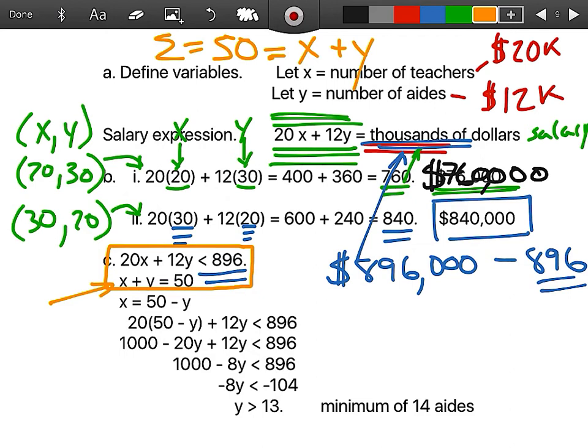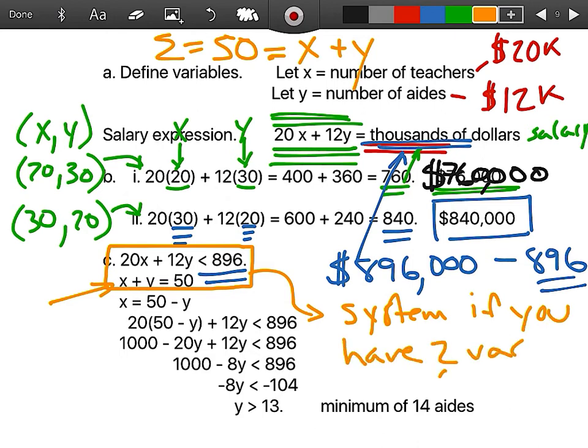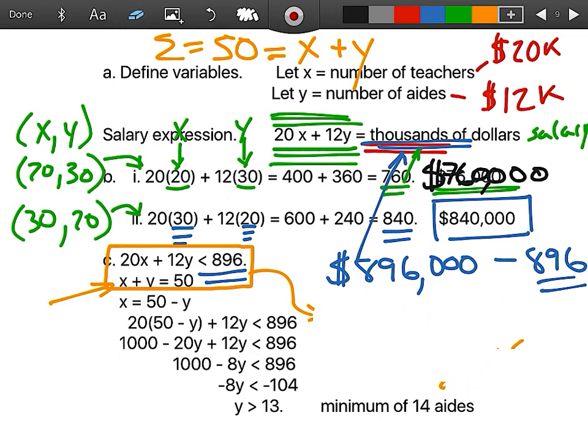And just as a side note, anytime you're dealing with systems, if you have two variables, you're going to need two equations. If you have three variables, you're going to have three equations, and so forth and so on. If you get into very complicated work and you have four variables, you're going to need four equations to solve that. So anyway, here are our two equations.